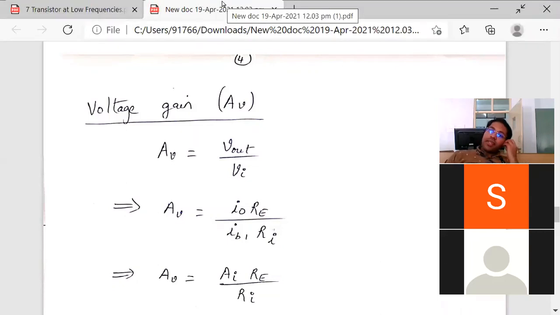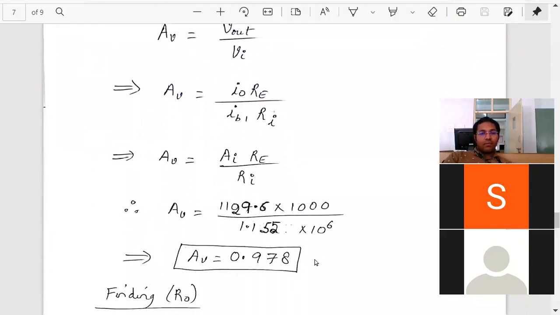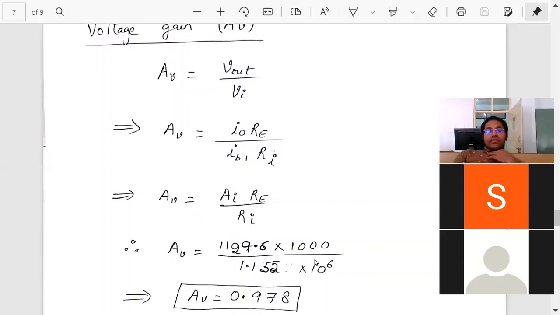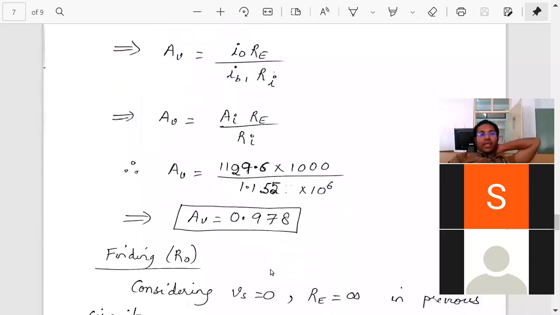Yes, please calculate and give me the answer. (1129.6), 1 kilo ohm, 1.155 mega ohm. Okay. Everybody getting the same answer? 978.00 into 10 power minus 3. Okay. But if you take it in 0 point, is this what you are getting? 0.978? Yes? Yes, sir. Okay, right.